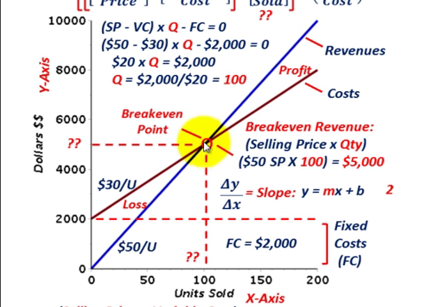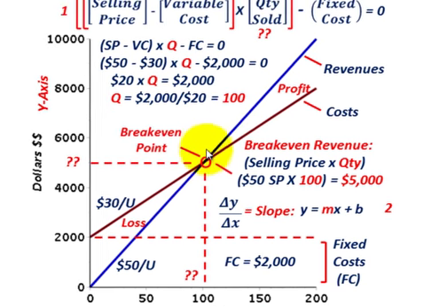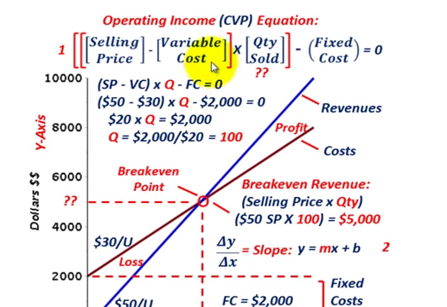Okay, so we have several different means of looking at that. Let's start with our first, the operating income equation that we looked at before. This is the case where your revenues are going to equal your costs, so we set that equation equal to 0. That equation is really our selling price minus our variable cost, times the quantity sold. So we have to determine the quantity sold.